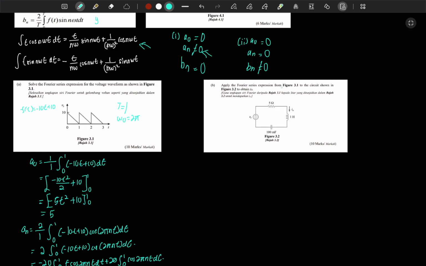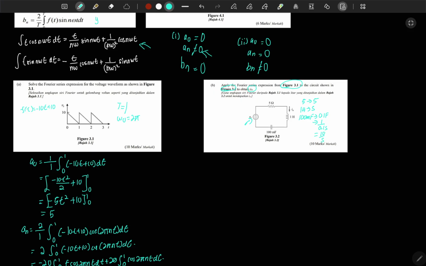Now look at the question here. Expression from figure 3.1, which is for Vs, then the circuit shows 3.2. Now we need to find the current. S is jw, as said in the previous lecture. Now we have the certain numbers: 5 stays 5, 1 Henry becomes S, 100 microfarad becomes 0.1 farad, which automatically becomes 1 over 0.1 S, which is 10 over S.